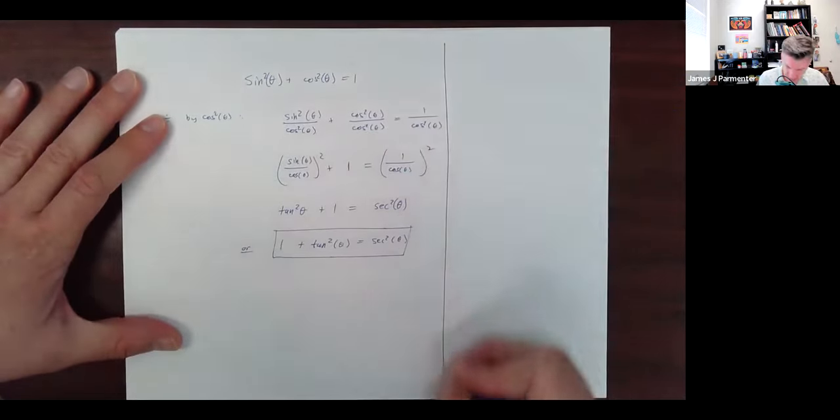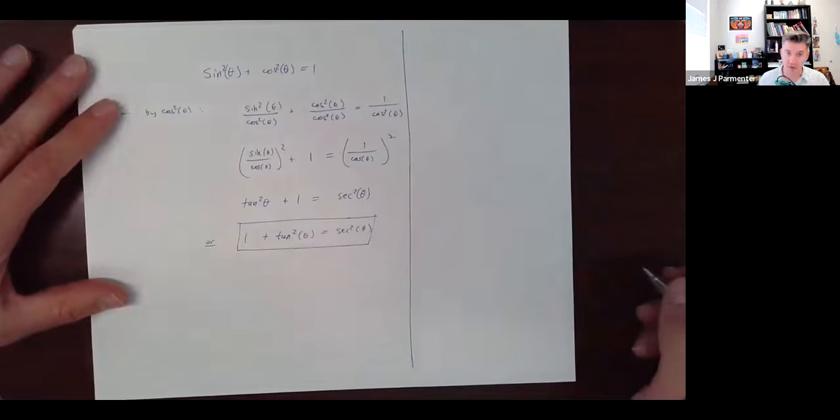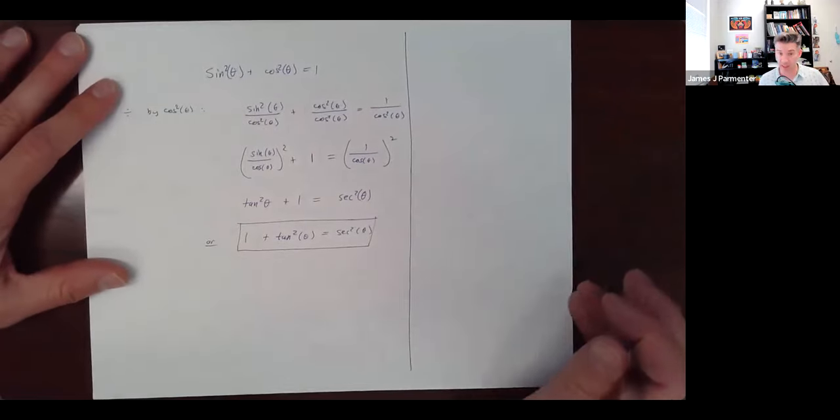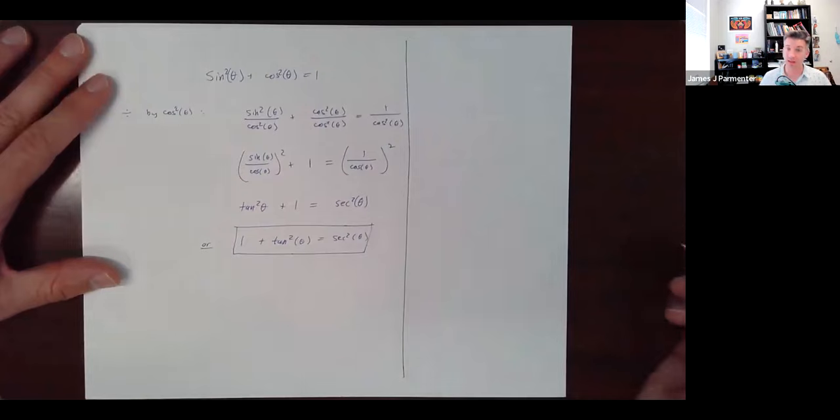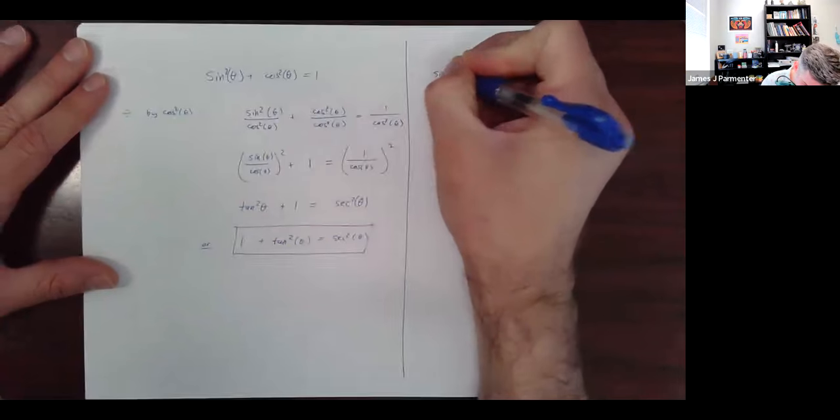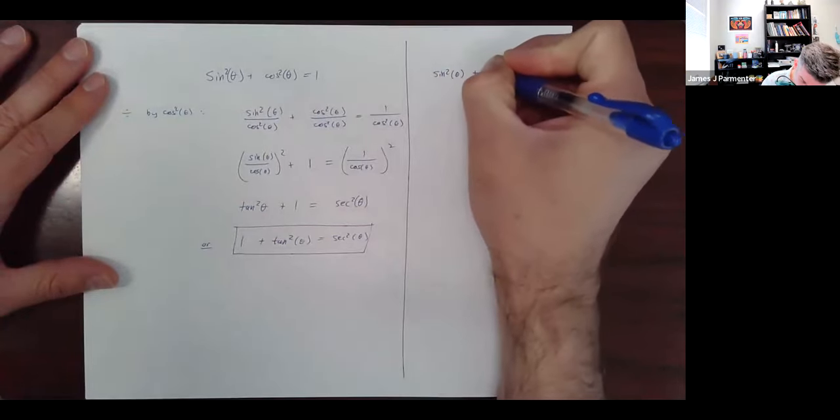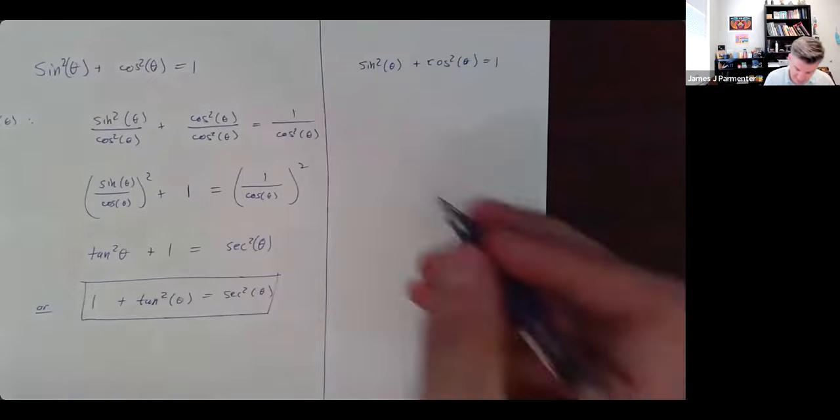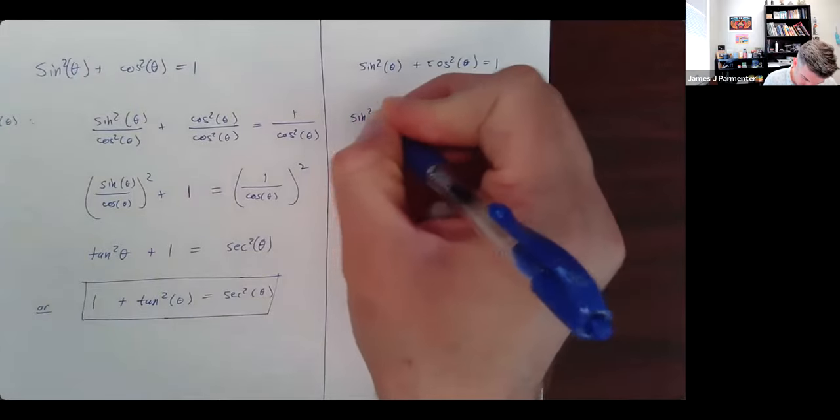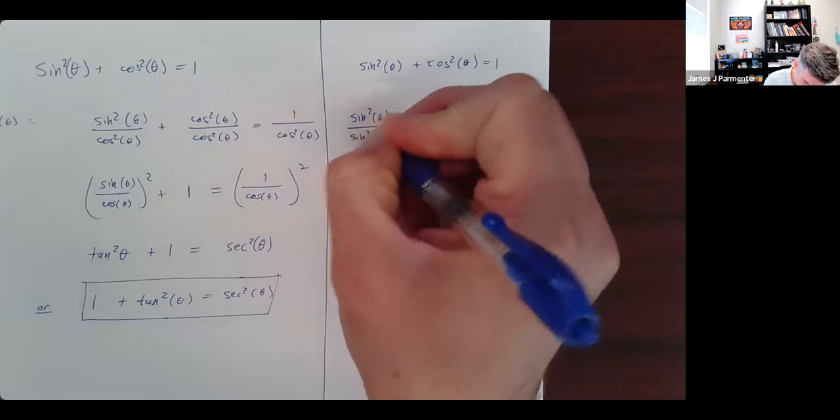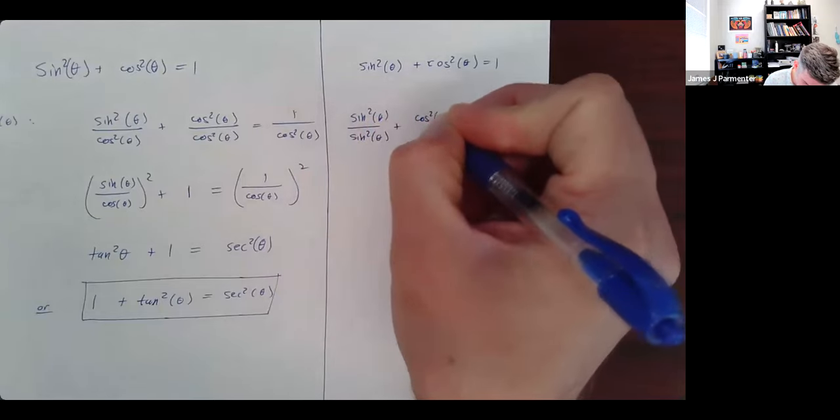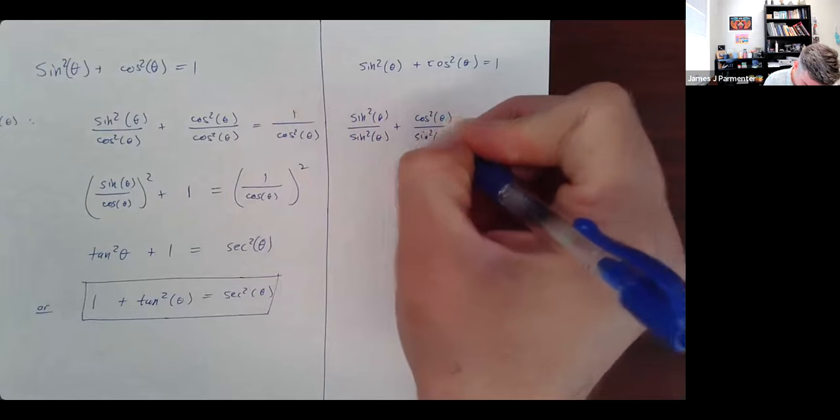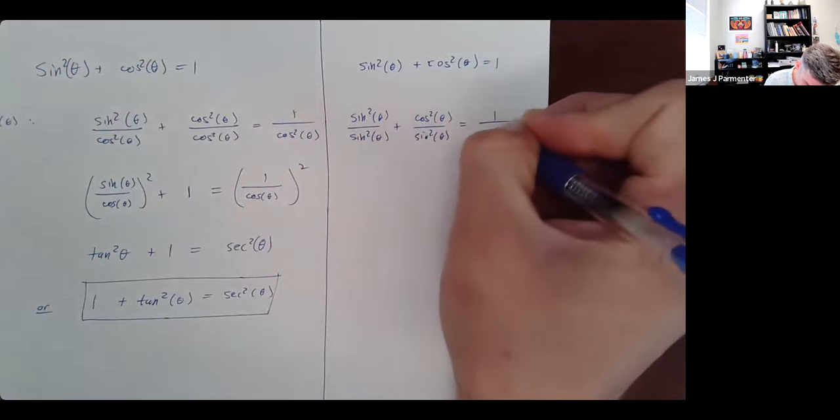Let's do the same thing if we have enough room over here, but instead of dividing everything by cosine squared, we'll divide everything by sine squared to get the last trigonometric Pythagorean identity. So if we divide the entire identity by sine squared, let me zoom in so you can see what I'm writing. We get sine squared theta divided by sine squared theta plus cosine squared theta divided by sine squared theta equal to 1 divided by sine squared theta.